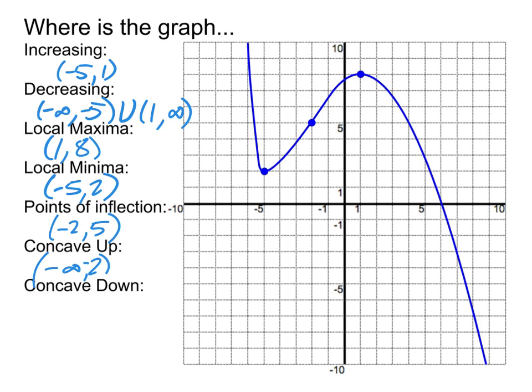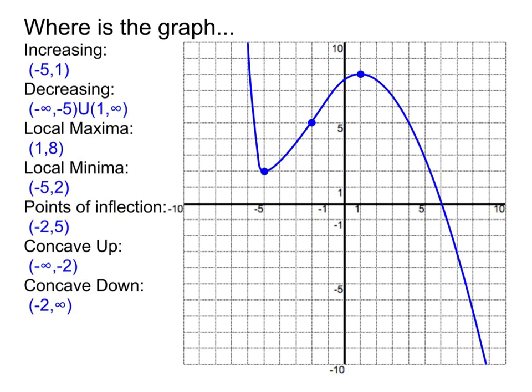Is it concave up anywhere else? No. So that means that it does not change concavity again. Therefore, this is in fact our only point of inflection. So we're just able to confirm that. And then for concave down, of course, that's going to be to the right of the -2. So these are all of our answers there. Go ahead and check those, make sure you got them all right.